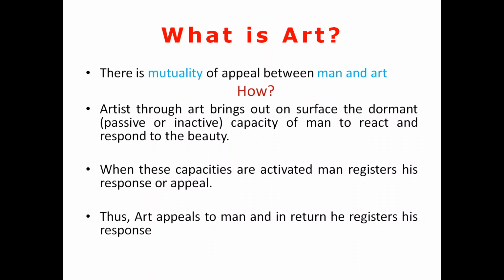It appeals to inherent instincts in man or the human beings, and in return what happens, man registers his response. This is how there is mutuality of appeal between man and art. I hope that you might have understood the point that there is mutuality of appeal between man and art. It means that art has got the capacity to appeal to man, and when human beings are appealed, they register their reaction, they register their response. This is what mutuality of appeal is called.